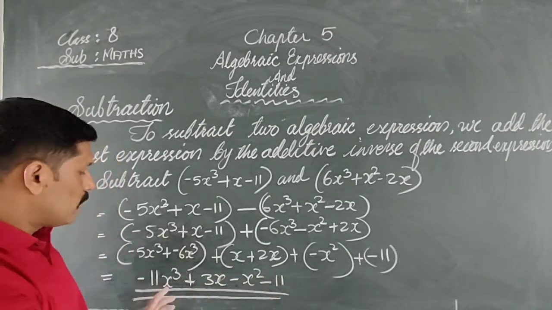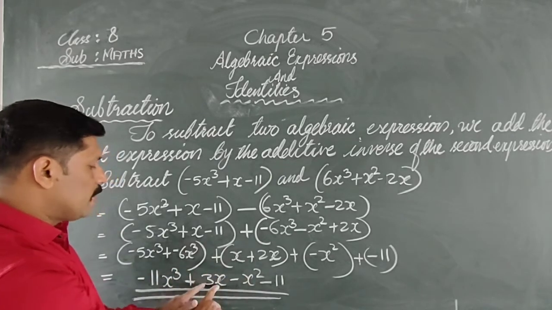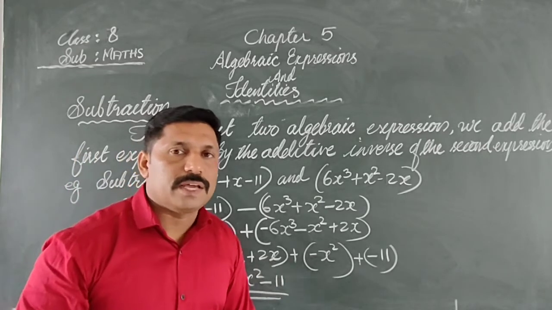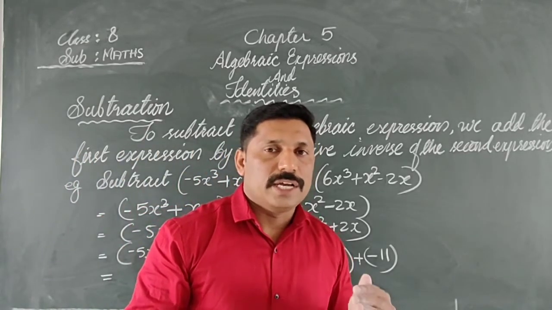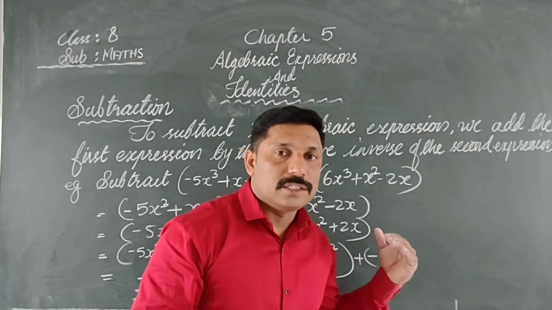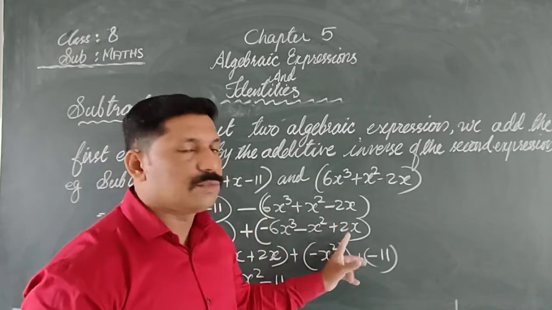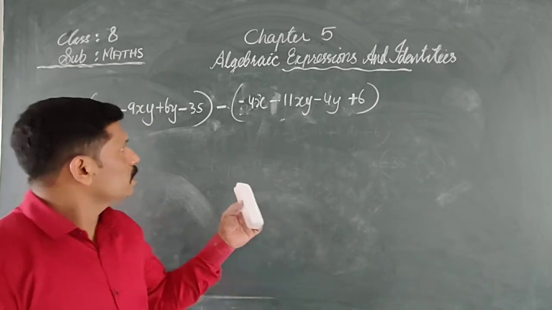If we arrange in order of the power, then negative 11x³ minus x² plus 3x and minus 11 will be the answer. So in this way, we can subtract two algebraic expressions by adding the first expression to the additive inverse of the second, and in order to take the additive inverse of the second expression, we change the symbol of every term of it. Okay, students, next another question.